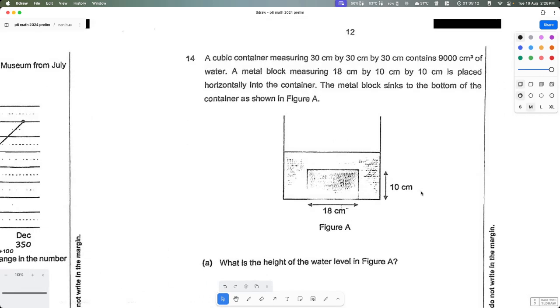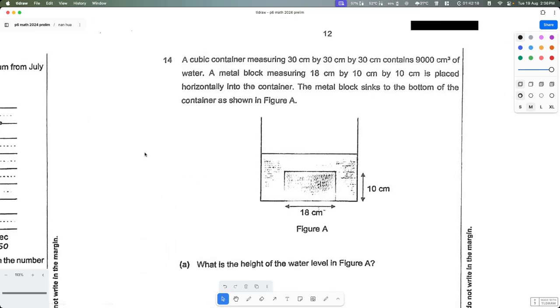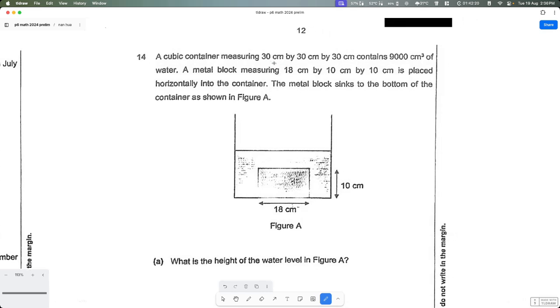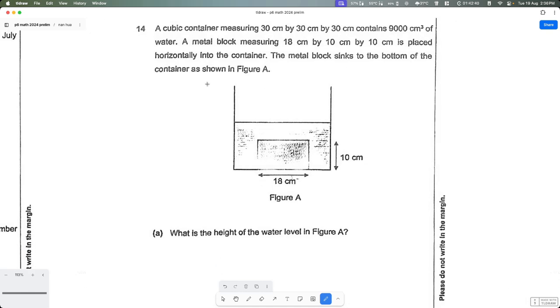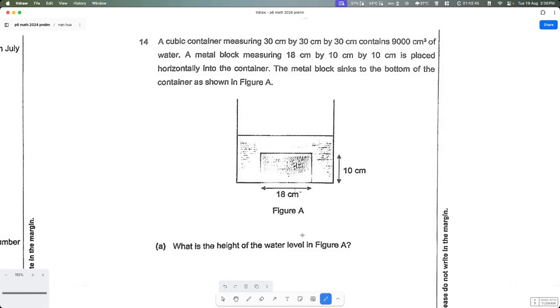Question number 14. A cubic container measuring 30 cm by 30 cm by 30 cm contains 9,000 centimeter cube of water. A metal block measuring 18 by 10 by 10 is placed horizontally in the container. The metal block sinks to the bottom of the container as shown in figure A. What is the height of the water level in figure A?